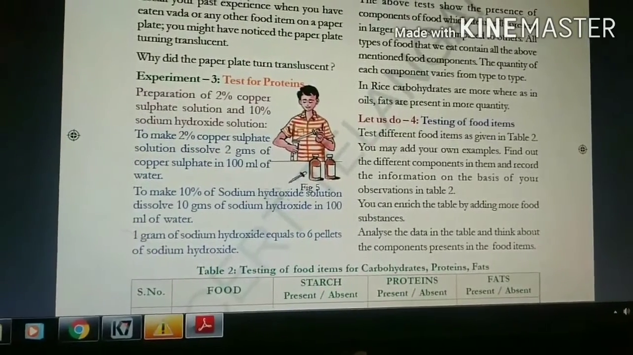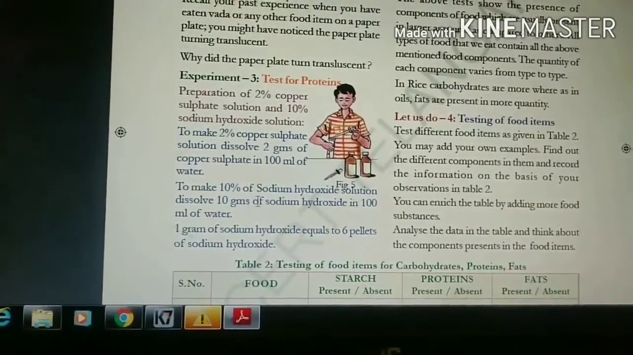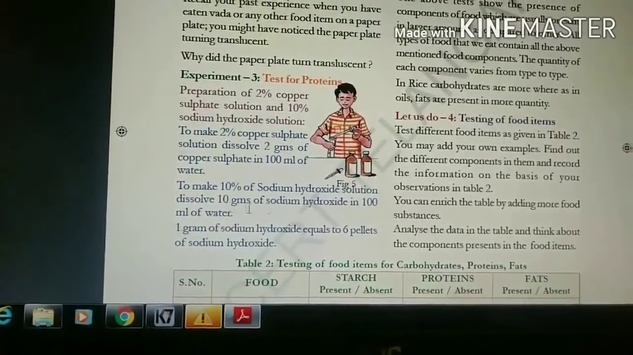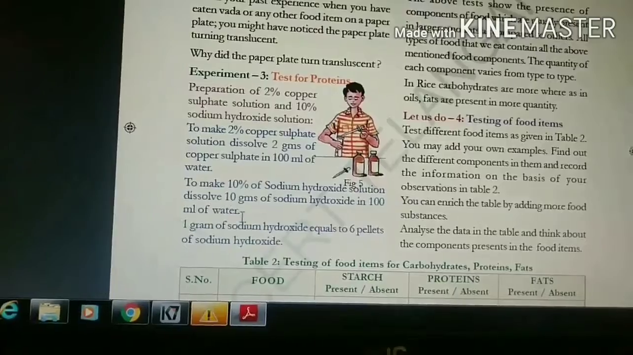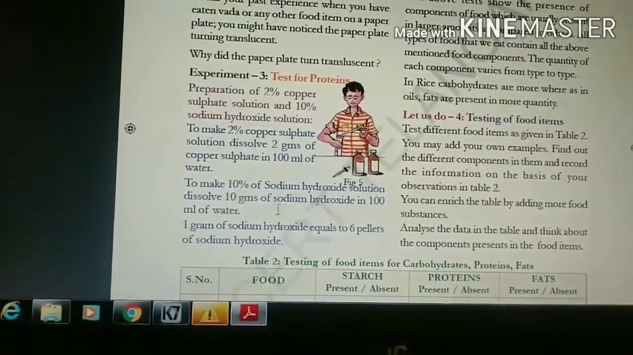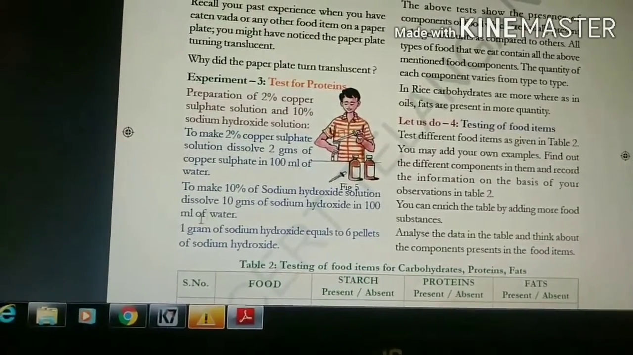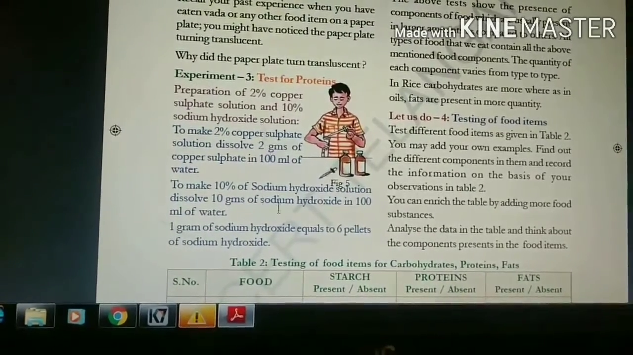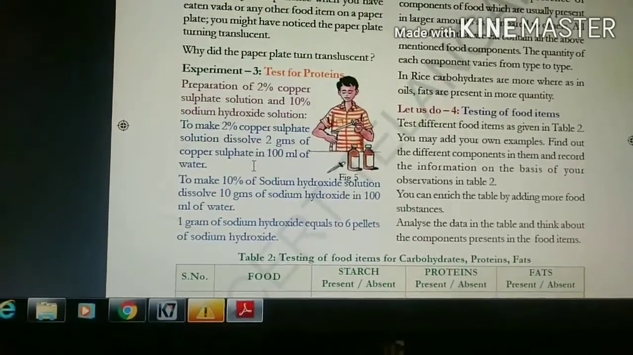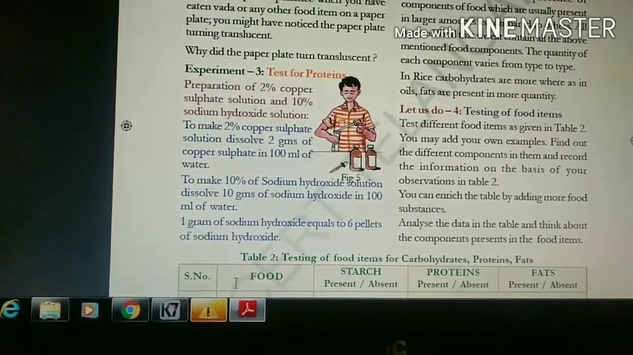10% sodium hydroxide solution. Sodium hydroxide also you get as a powder. So you take 10 grams of sodium hydroxide powder in 100 ml of water. So these are the 2 chemicals that are required for the test for proteins.